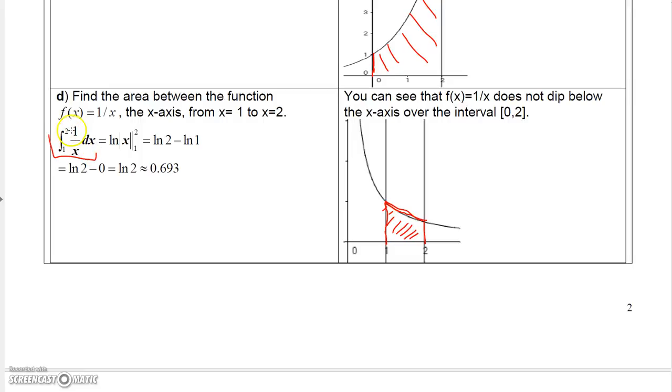And remember, when you integrate 1 over x dx, that's just natural log of x. So evaluate that at 2, and I get natural log of 2 minus natural log of 1. Of course, natural log of 1 is 0, so the answer is just natural log of 2. And natural log of 2 is about 0.693.